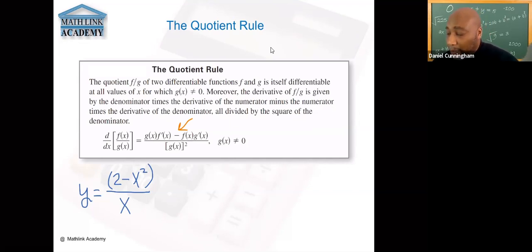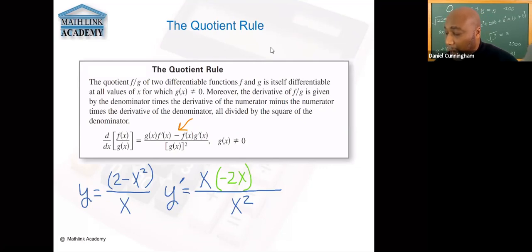Now to find y prime, let's write down y prime. Let's look at our quotient rule. I like to start with the denominator. We square the bottom, so it'll be x squared. And then that x would be on the top, that's our g of x. And you take the derivative, I'm going to use a different color so you can see how I'm doing this, of our f of x, which is the top, 2 minus x squared. So that would give me a negative 2x.